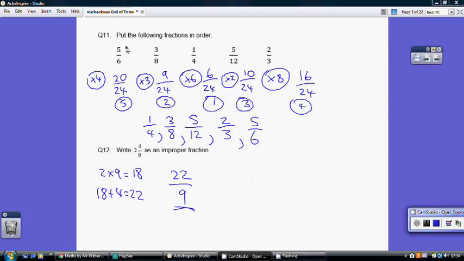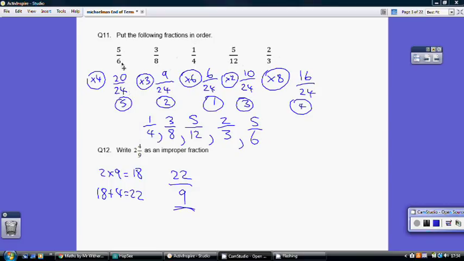Question 11, put the following fractions in order. A lot of you might be able to just put them in order by sight and just comparing one with another. But one way to do it, just to be absolutely sure, is to put them all over a common denominator. Now I can see that 6, 8, 4, 12 and 3 are all factors of 24. So I'm going to pop all of these fractions over 24. I'm going to find the equivalent fraction for each over 24.